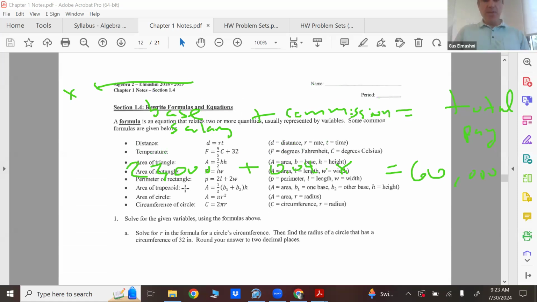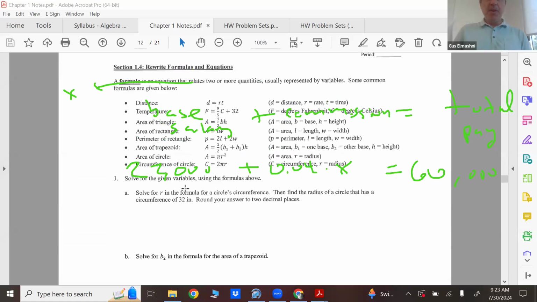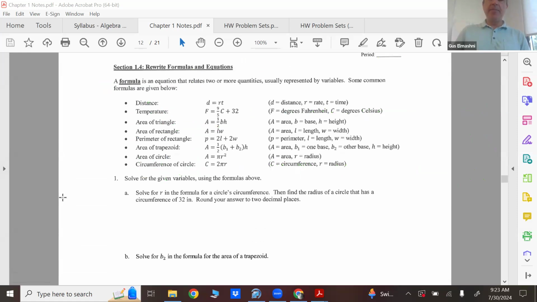No? Okay, so now let's move on to 1-4. For 1-4, there's a bunch of different formulas here that we're going to look at. Distance equals rate times time. You should know that. If you don't know temperature, don't worry about it, but it's right there. And any of the formulas is really wonky. I know you guys had geometry already, but for the most part in Algebra 2, I think we'll give you the formulas. Don't worry about it. Don't think, oh my God, I forgot all these.